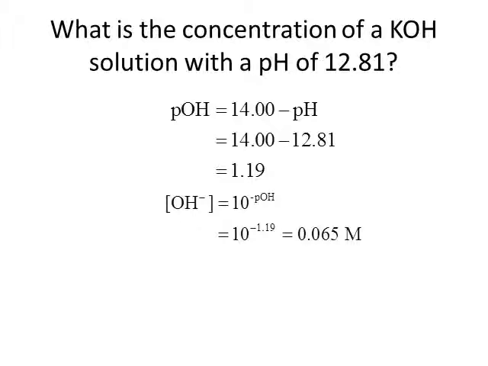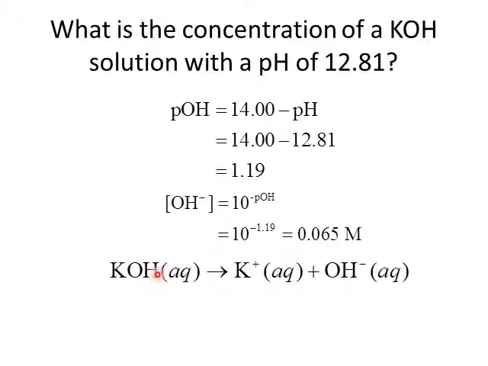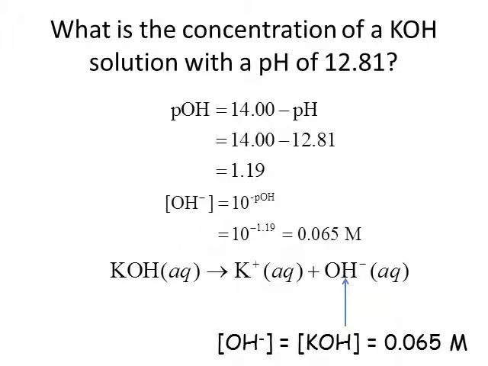Now let's look at the chemical equation for the dissociation of potassium hydroxide. So KOH becomes K plus and OH minus. So this is a 1-to-1 ratio between OH minus ions and KOH. And therefore, the concentration of KOH is equal to the concentration of OH minus, which is 0.065 molar.